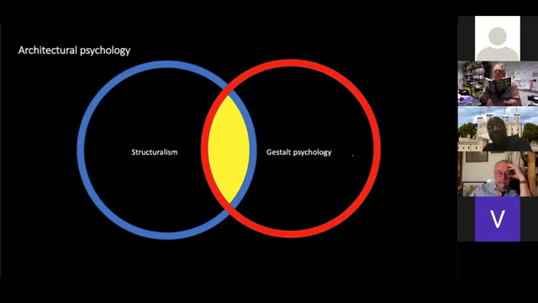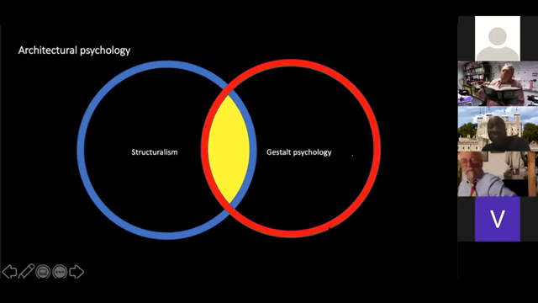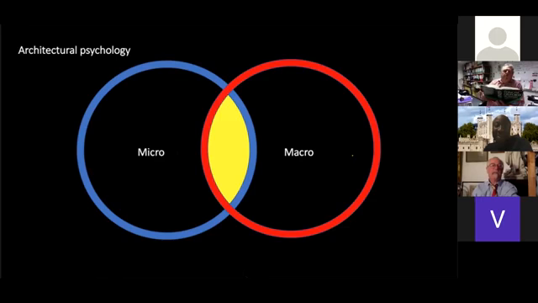The intersecting diagram area, the yellow zone, represents the ideal balanced architectural brain and mind, possessing both Gestalt and structuralist attributes. So here we have the micro and the macro, and the best of both worlds is what an ideal balanced architect has. Delving into the yellow zone of an architectural brain, you have two parallel mindsets operating at the same time. For example, micro areas dealing with concept and brief, macro areas dealing with the global site and scheme context.